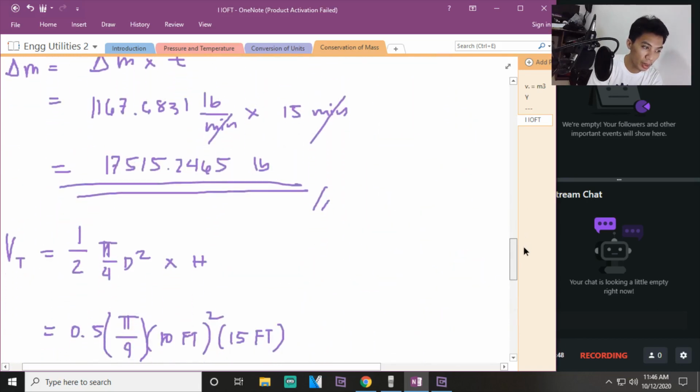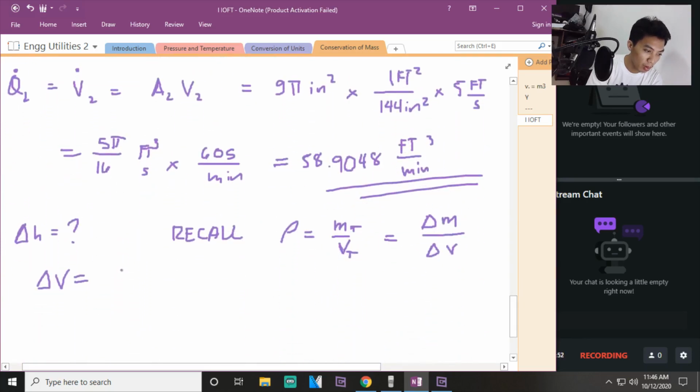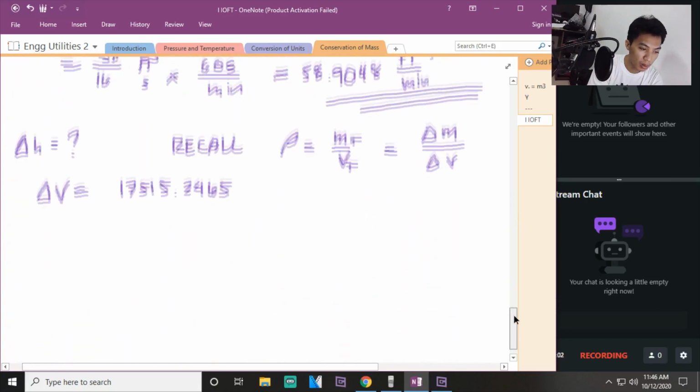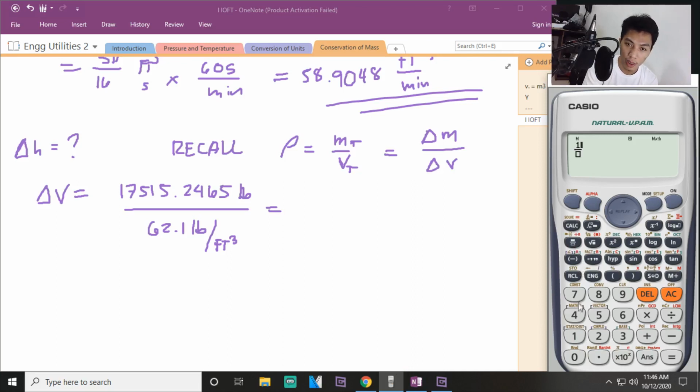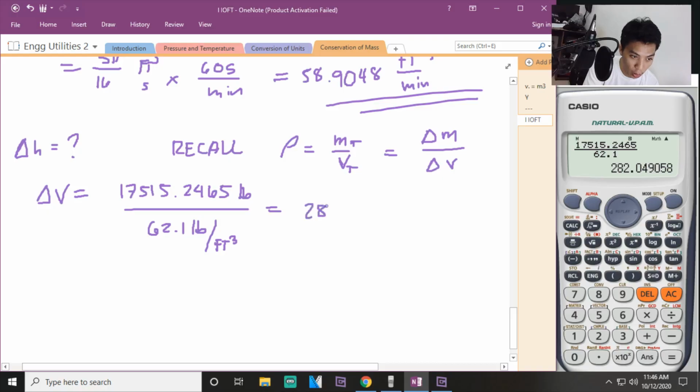Meron tayong change in mass, which is nakuha natin, 17,515.2465 pounds, divided by our given density, which is 62.1 pounds per feet cube. So, after 15 minutes, ito na yung maging volume niya. So, let us solve. 17,515.2465 divided by 62.1 is 282.0491. Ano lang unit na tira dyan? Feet cube.